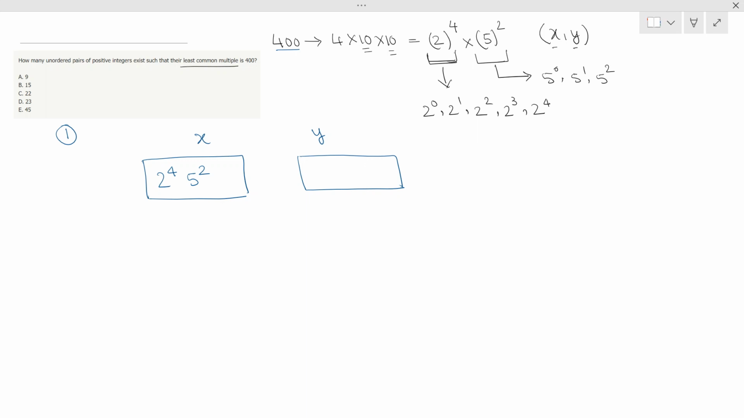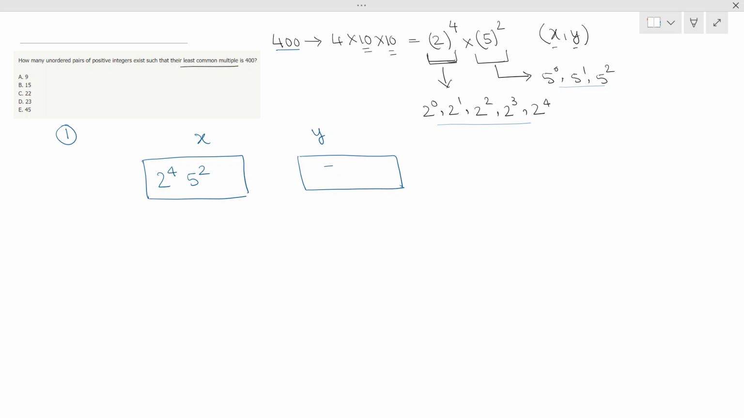However, y can have any one of the powers of 2 and any one of the powers of 5. So these are all the possibilities, all the combinations y can have. Now, out of the available powers of 2, there are 5 powers of 2. So y can have any power of 2 between 0 to 4, and it can also have any power of 5 between 0 to 2. So there are 5 powers of 2 and 3 powers of 5.